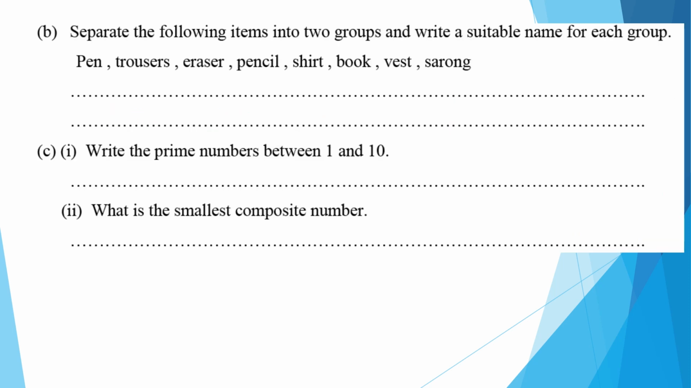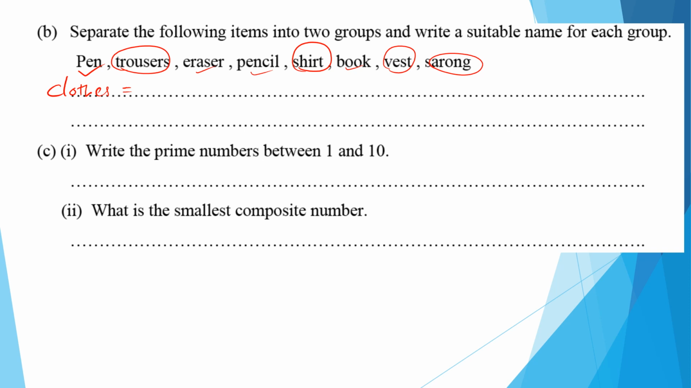Okay, dear students, in this case, separate the following items into two groups and write a suitable name for each group. Pen, trousers, eraser, pencil, shirt, book, vest, sarong. So you can see pen, eraser, pencil, book are stationery, and trousers, shirt, vest, sarong are clothes. So you can make two groups. You can write clothes.